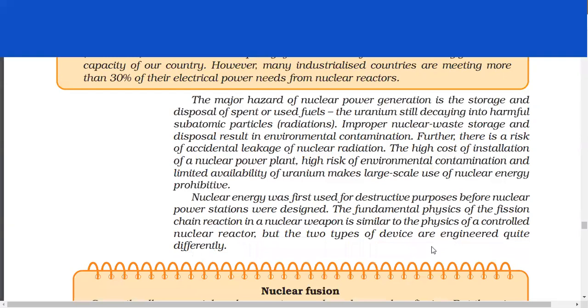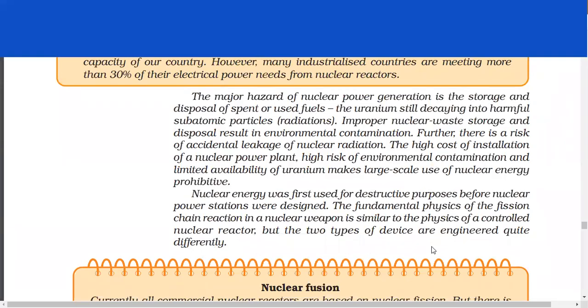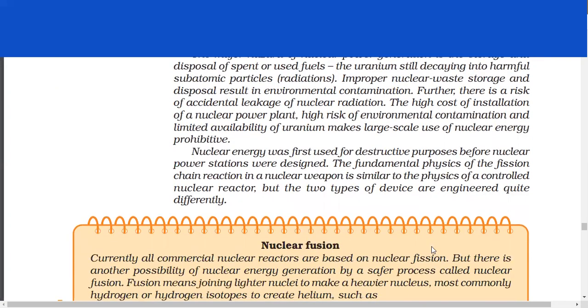The major hazard of nuclear power generation is the storage and disposal of spent or used fuels, the uranium still decaying into harmful subatomic particles. Improper nuclear waste storage and disposal result in environmental contamination. Further, there is a risk of accidental leakage of nuclear radiation. The high cost of installation of a nuclear power plant, high risk of environmental contamination, and limited availability of uranium makes large-scale use of nuclear energy prohibitive.